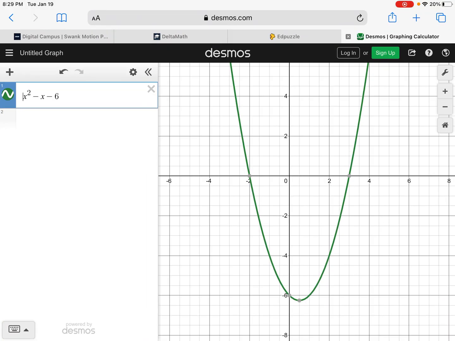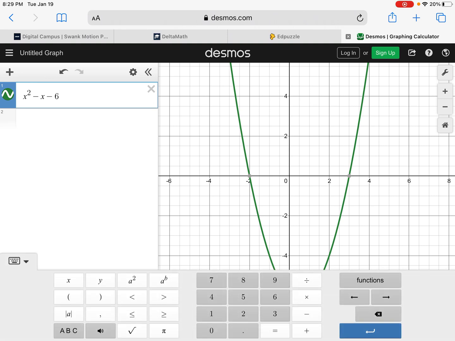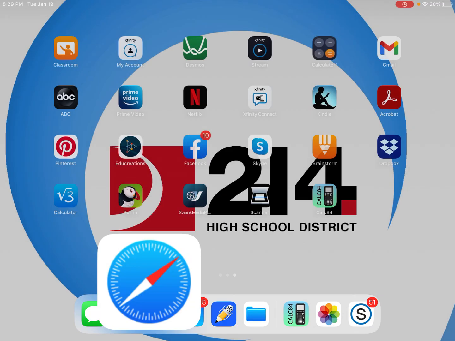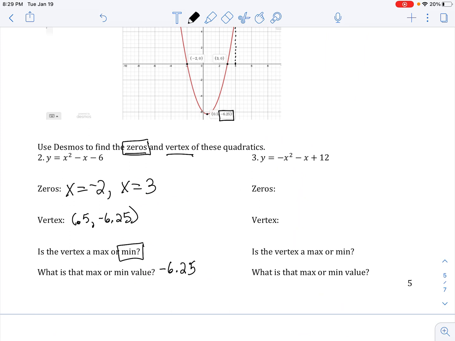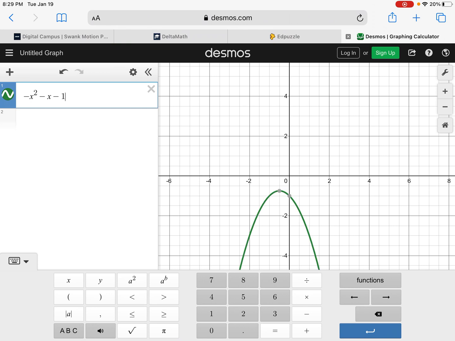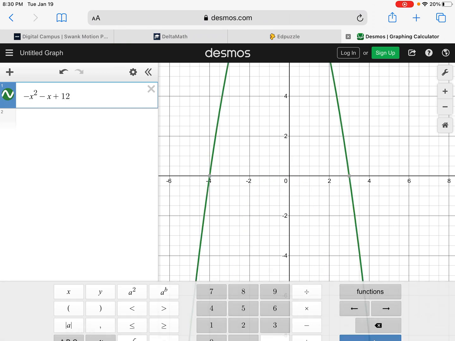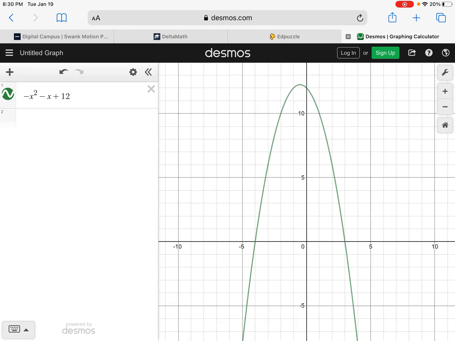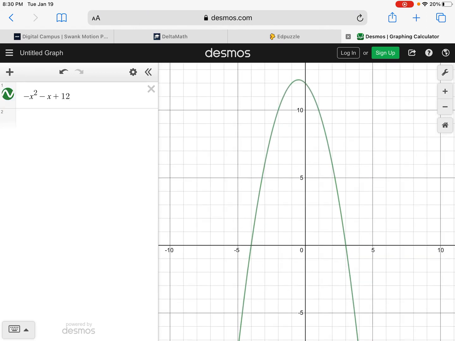Negative x squared minus x plus 12. Okay, so negative, oh, and notice I didn't even put y equals, and it's still graphed. Negative x squared minus x minus 12. Oh gosh, I hope that's right. I have to go back and look. Negative x squared minus x, oh, plus 12. Okay, let's try that again. Plus 12. Got it. Okay. And again, reposition so you can see most of the curve.